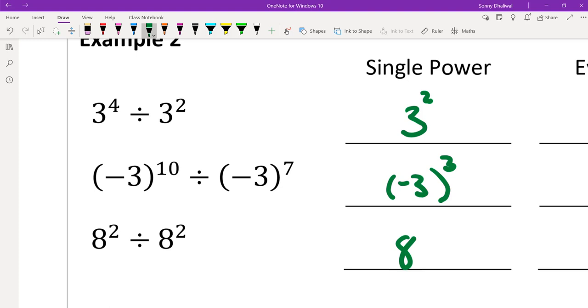Why is it 1? 2 minus 2, what is that? 0. But wouldn't it leave nothing? Oh, nothing's different than 1. And I'll show you.